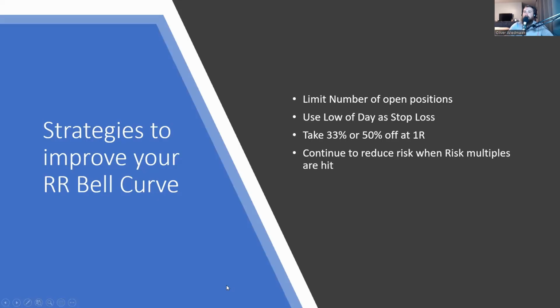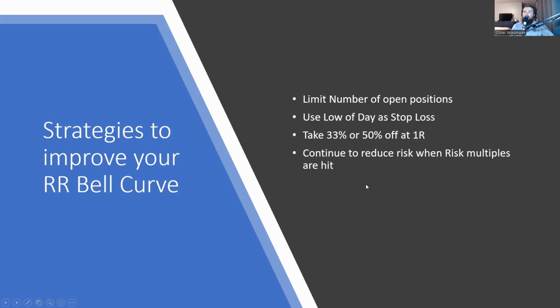And so what are some strategies to improve your bell curve? Well, you want to limit the number of open positions. You want to use the low of the day as a stop. And whenever you reach 1R, you want to take off 33% or 50%. Continue to reduce risk when multiples hit. So after you take off some risk at your 1R, once you've hit 2R, you would take off some more.